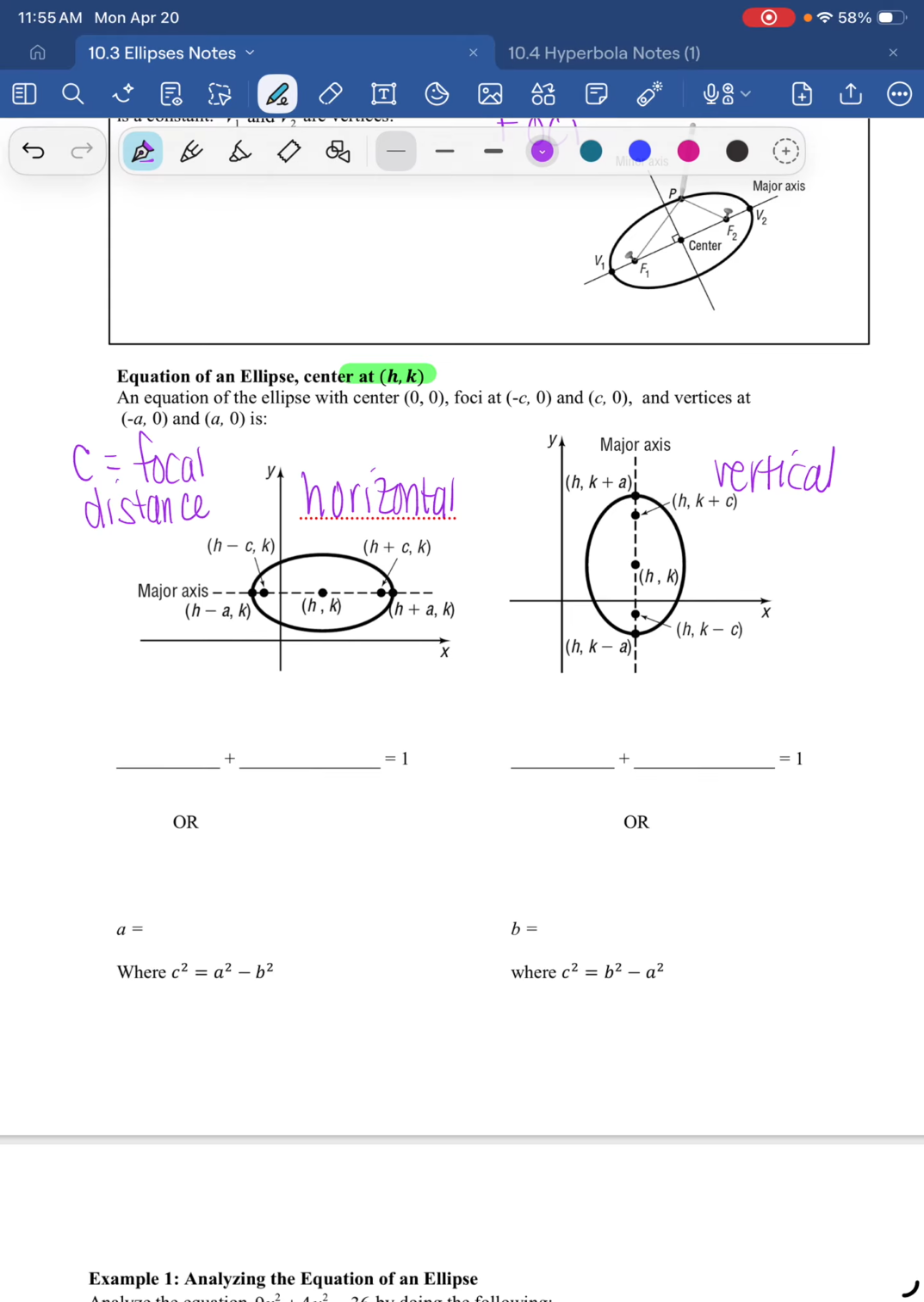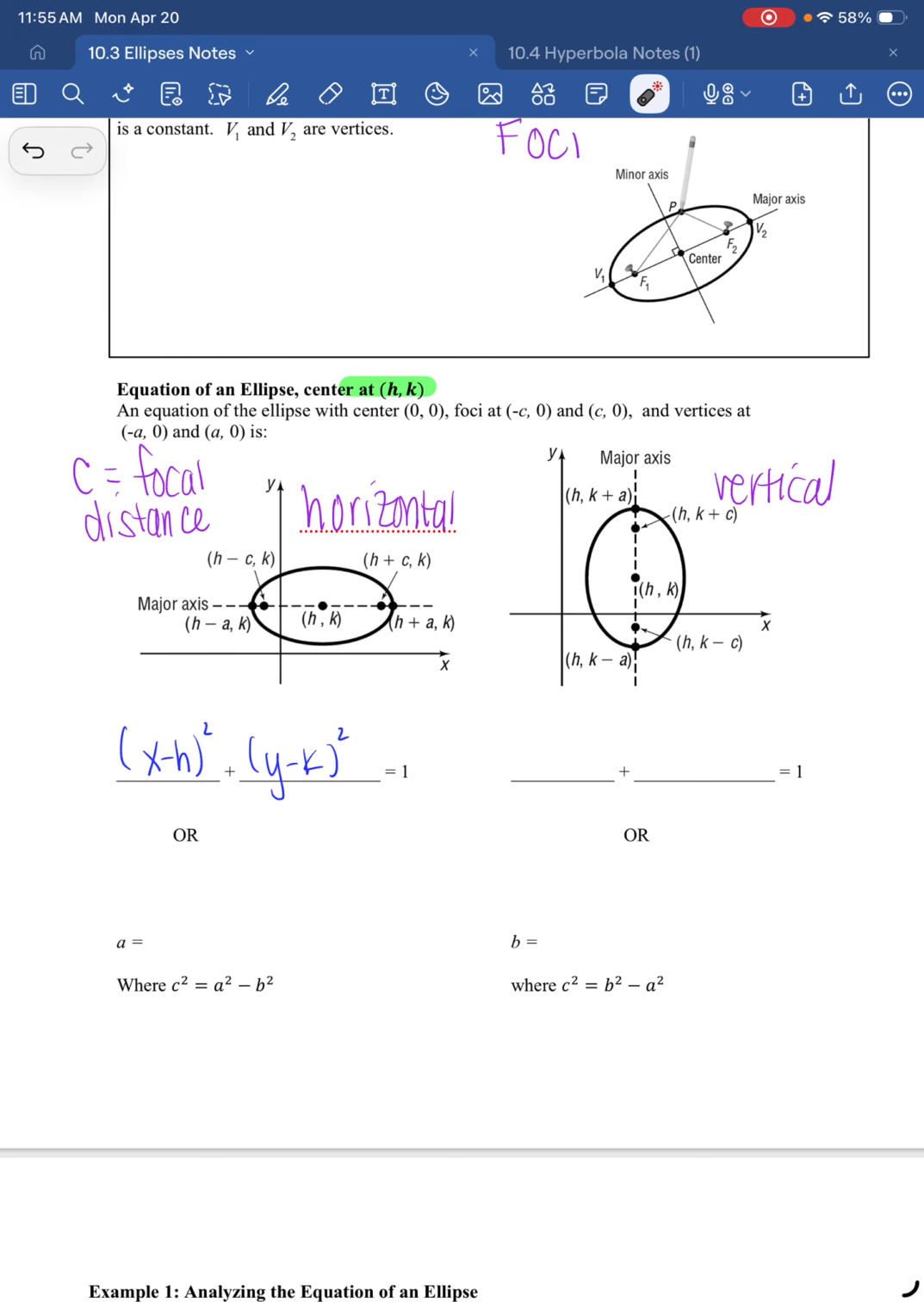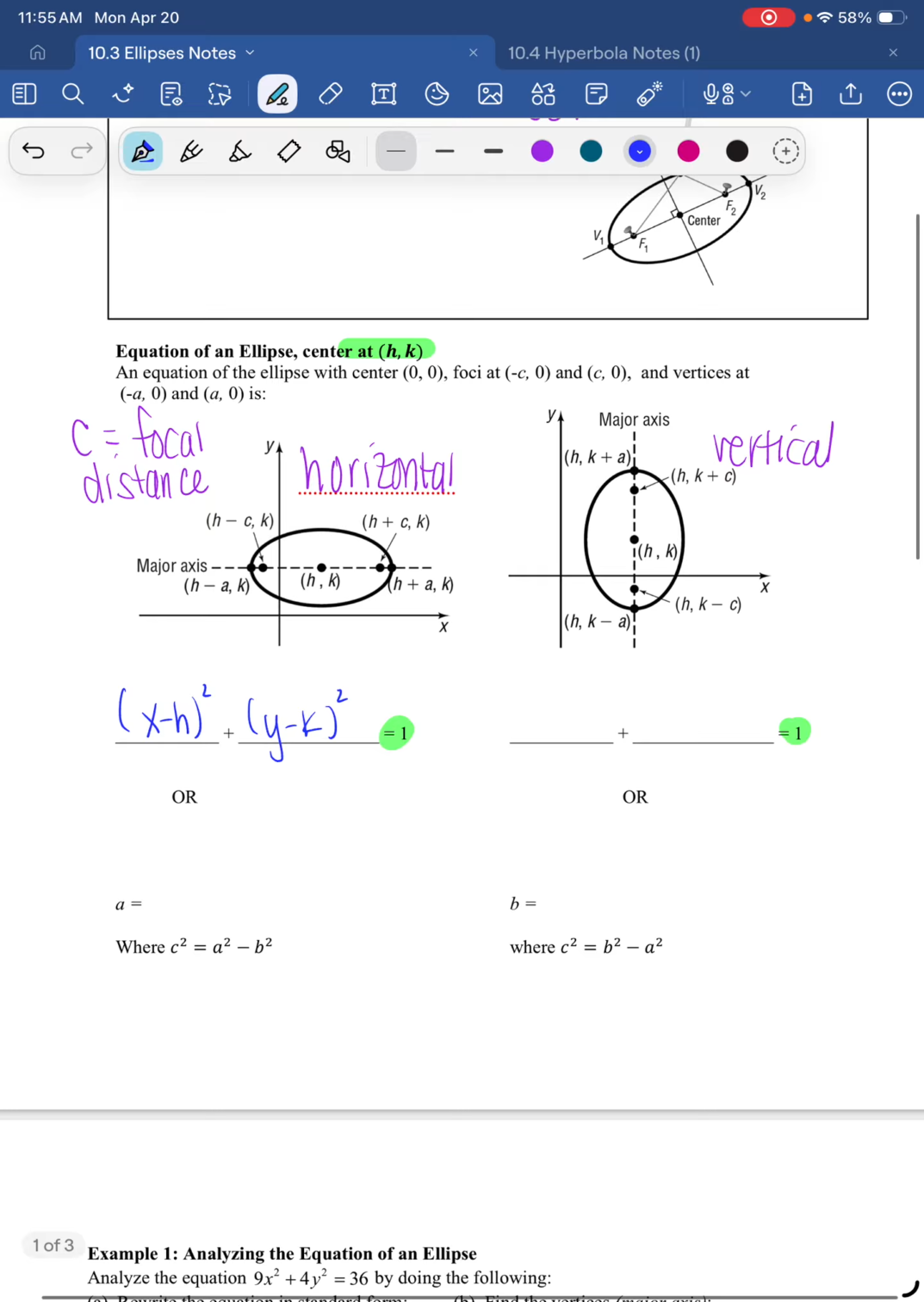There are two ways that we're going to write these equations. The first way, you're going to have (x minus h) squared and (y minus k) squared. But the problem here is that it has to be equal to 1 and not r squared, because if it was equal to r squared, it would be a circle. So it must equal 1. And we're going to divide that by a squared and b squared, and I'll tell you what all the letters mean in just a minute.